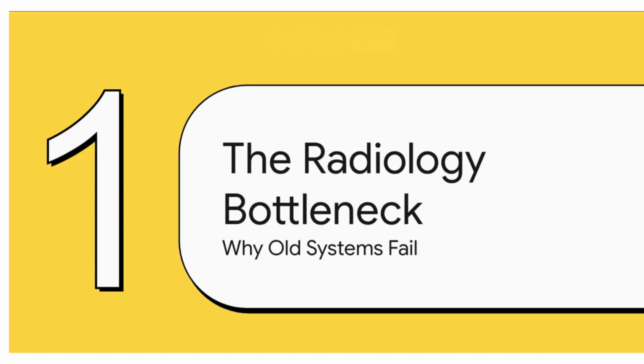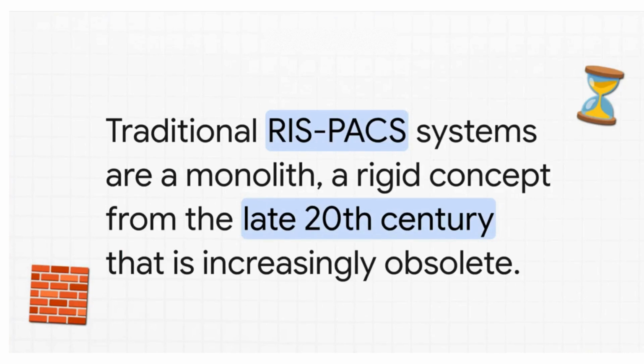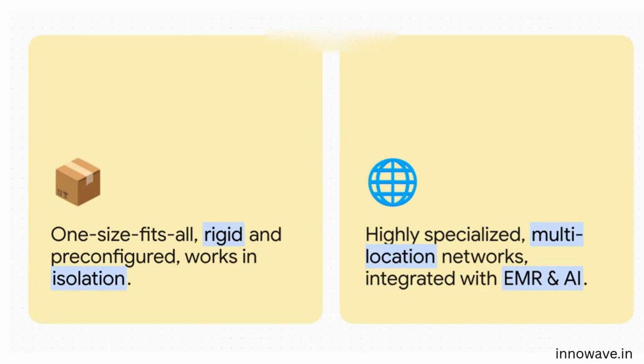And that problem can pretty much be summed up as the radiology bottleneck. The systems that most hospitals are still using today are called RIS PACS, and you should think of them as a product of the late 20th century, a single, massive, totally inflexible block of code, a monolith. It was designed back when radiology departments were these isolated silos, and that is just not how modern medicine works anymore.